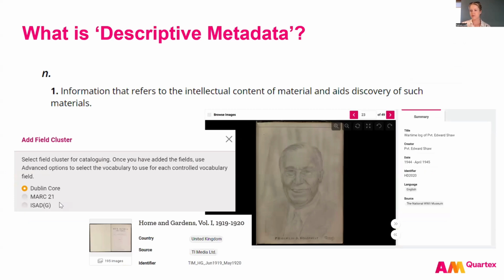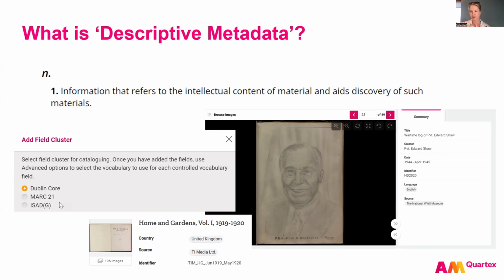So let's start with the basis of what we actually mean by descriptive metadata before we get into looking at some of this. So the Society of American Archivists defines descriptive metadata as information that refers to the intellectual content of material and aids discovery of such materials. Descriptive metadata then allows users to locate, distinguish, and select materials on the basis of the material's subject or its aboutness. In a digital environment, it's often public-facing, this kind of metadata, and can be paired with technical or administrative metadata in the DAMS, in the administrative side, for archival management purposes.